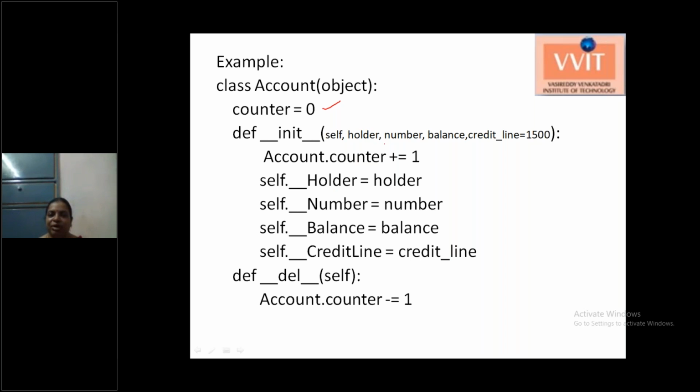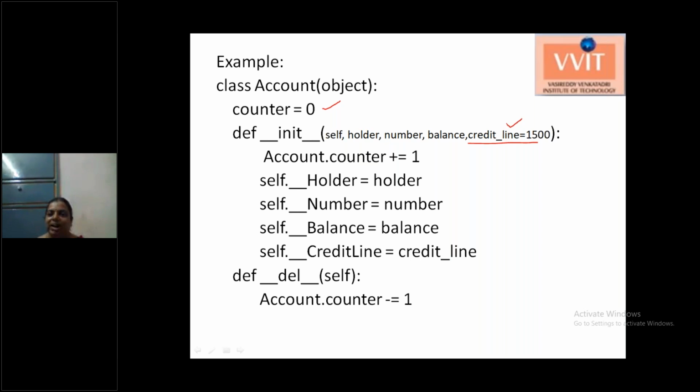Here my constructor has some parameters like self, holder, number, balance, credit line. What do we call this variable, credit line equals 150? What type of argument is it? Protected? No. Keyword argument? No. Default argument. Okay, good.